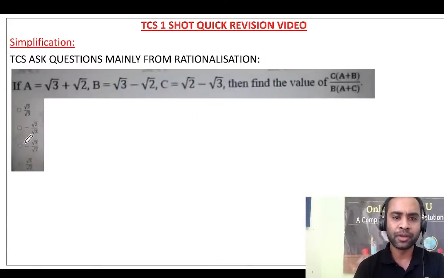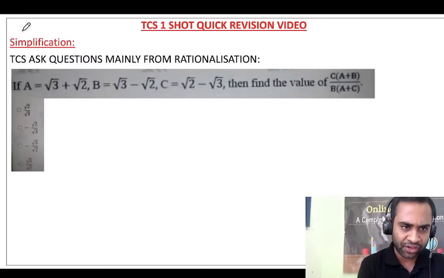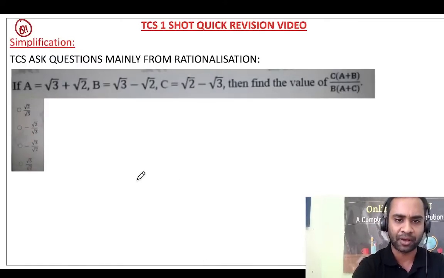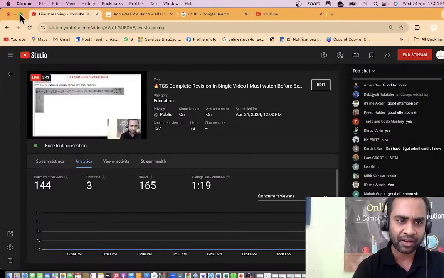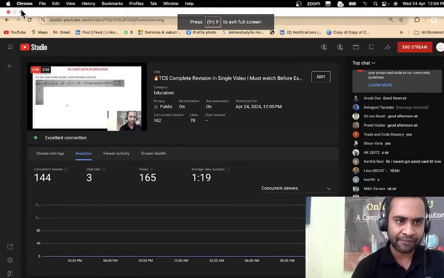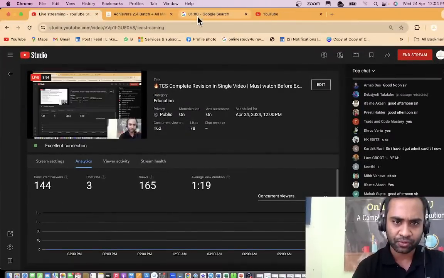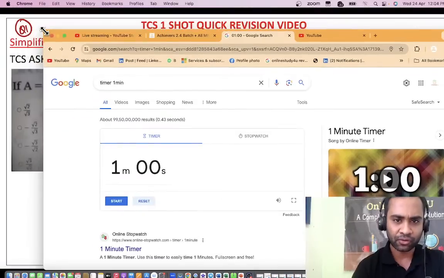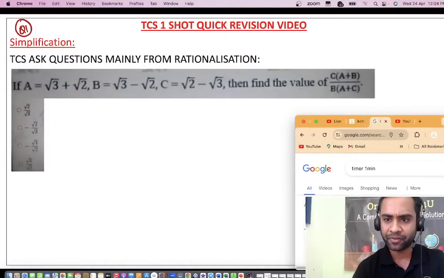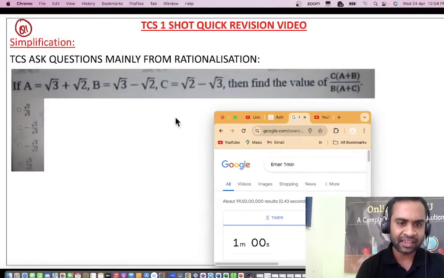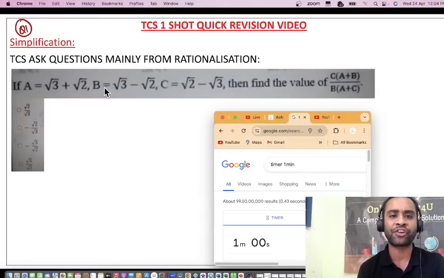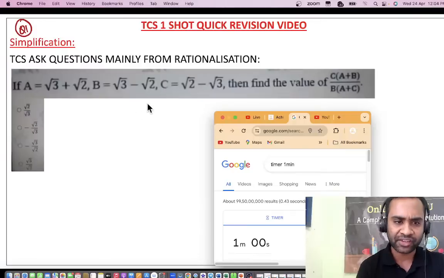Now the next thing. This is one of the questions which you have to solve, and I'm going to start a timer. Along with that I will be giving you the concepts, so don't worry at all, as usual. You will be learning the concepts. This is an actual problem of TCS. As I said, TCS mainly asks questions on rationalization or this kind of problem.